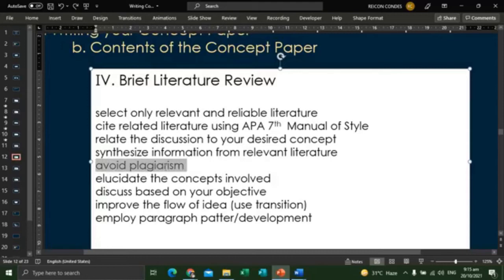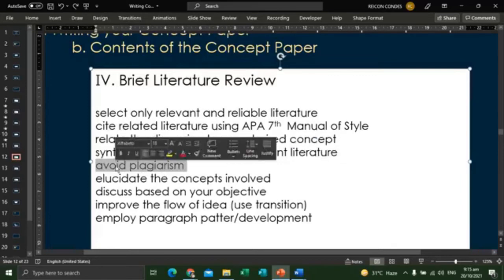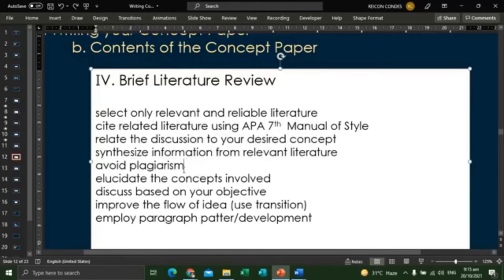We avoid plagiarism. In my years of teaching, kaya ko nang ma-identify yung inyong mga plagiarism na gagawin. Dahil meron naman tayong software at madali natin yung ma-detect through image search. Kaya iwasan ang mag-copy-paste. And then, you elucidate the concepts involved. If we say elucidate, you clarify, you give light to the concepts involved, how they will interplay. And then you discuss based on your objective, yung kaninang objective natin dun sa part na yon.